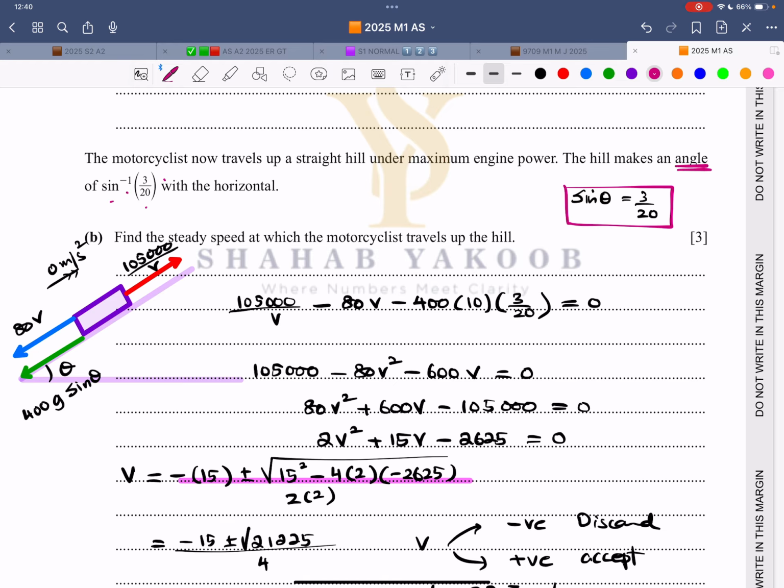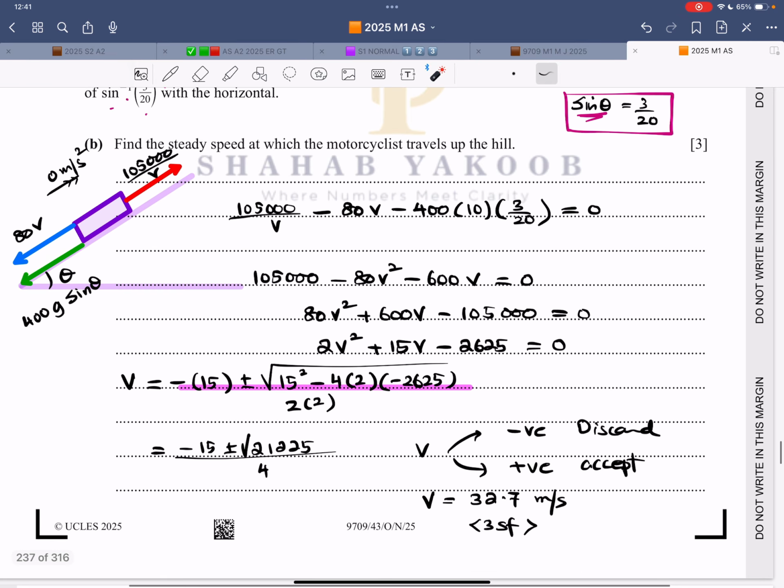It's moving at steady speed, therefore acceleration is 0. That means the forward force should equal the weight component downwards, mg sine theta, and this resistive force. So 105,000 divided by V minus this is mass into acceleration. And then let's multiply throughout by V, simplify, use the quadratic formula, and then you get the answer 32.7. Of course, you will discard the negative sign.